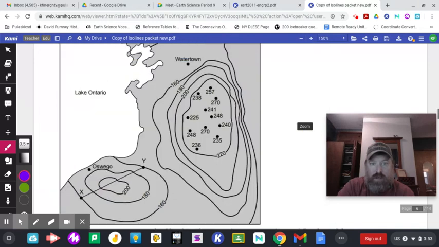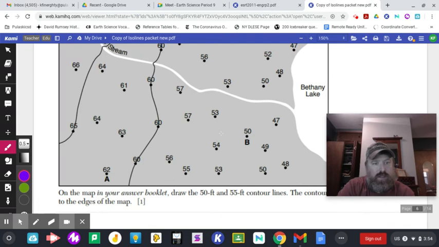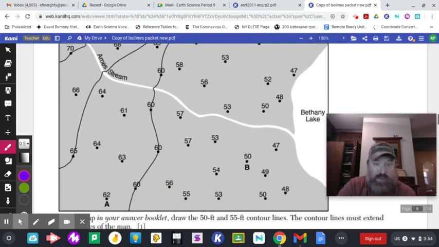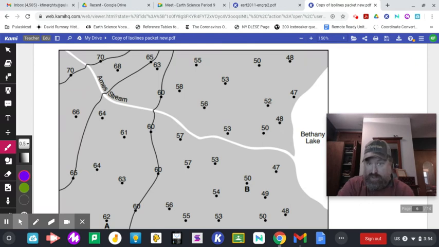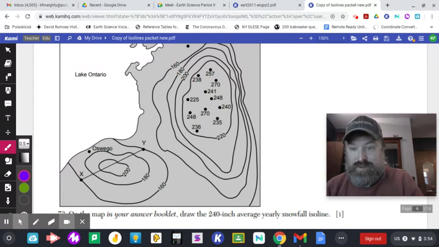Done. That's it. Don't try to be a hero and try to do more than what they're asking you to do. Okay, so that one, and down here, another Regents. This one is just a map, a topographic map. So this is elevation. Draw the 50 and the 55, and that's it. So draw those two lines, and that's it. All right. So I'd like you to pause, do those two things, then come back, and we'll see how you did. Okay? Pause in 5, 4, 3, 2, 1, pause, and we'll see you in a minute.